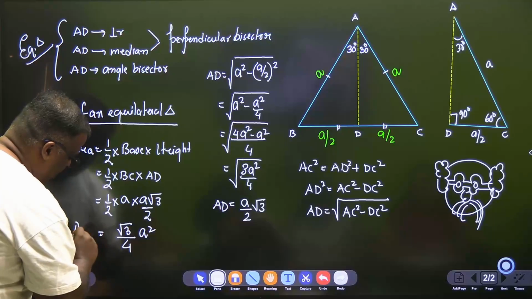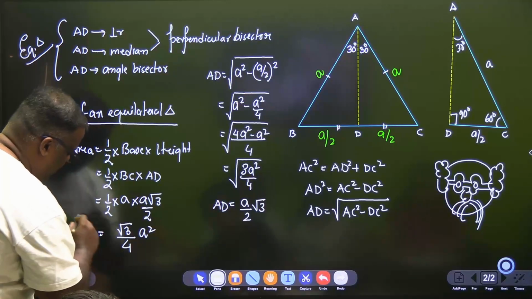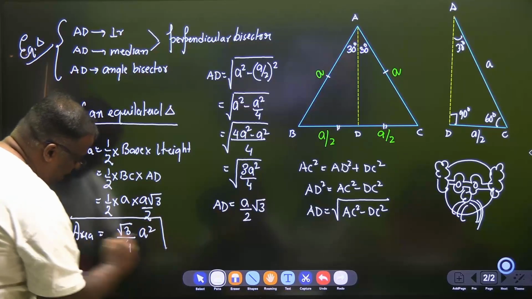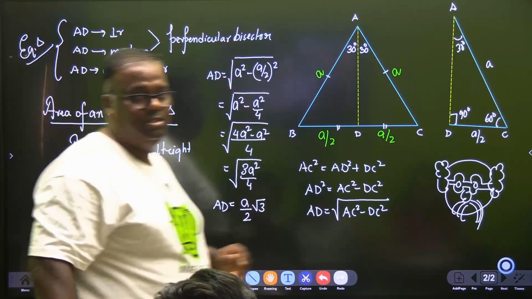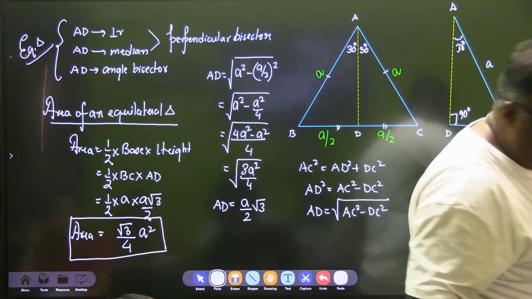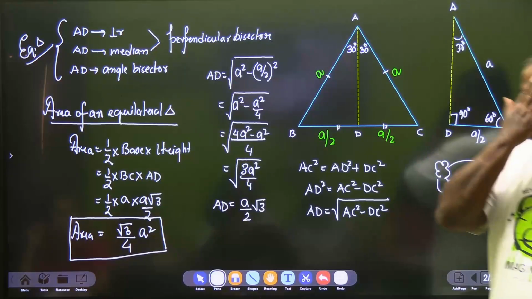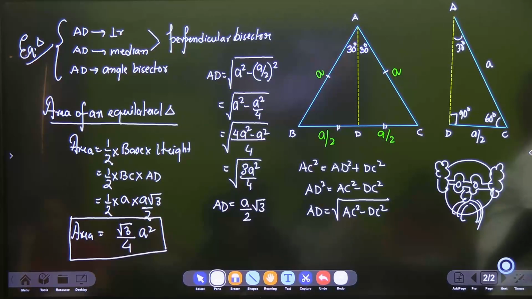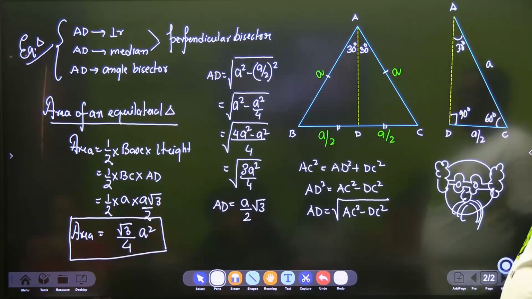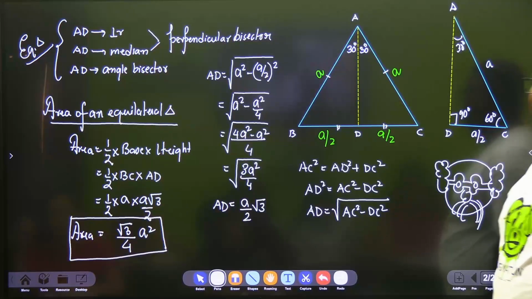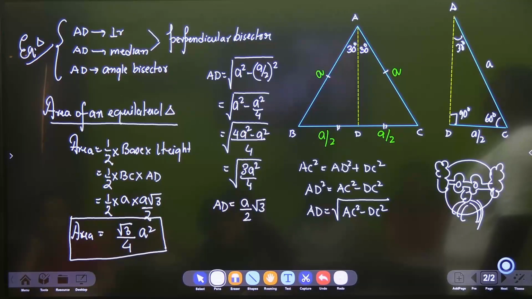This is what you actually keep on memorizing. Sir, we know a formula: the area of an equilateral triangle is root 3 by 4 A square. This is how it comes, so that if you forget it in exams, you can derive your own formula. So by now you know two ways to find the area of a triangle. If the triangle is a standard triangle, it is half base into height. If the triangle is an equilateral triangle, it is root 3 by 4 A square, where A is the side of the triangle.